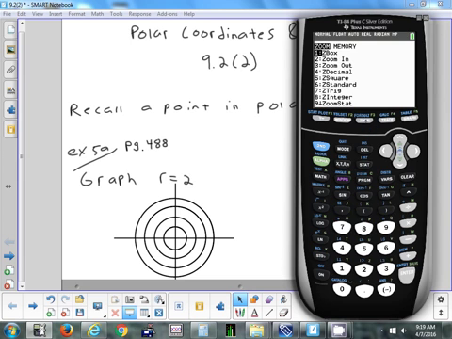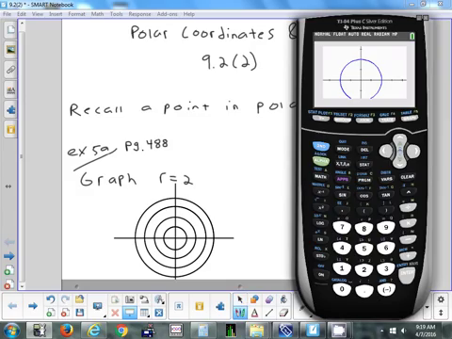If I do zoom, let's do zoom square. What shape do I get? Almost a full circle. My y min is a little off, but basically I get a circle with a radius of 2. So you're graphing every point that has a radius of 2. There's no angle specified, so the angle can be anything. It can be radius of 2, 5 degrees, radius of 2, 6 degrees, 7 degrees. And if you graph every point with a radius of 2, you get a circle.